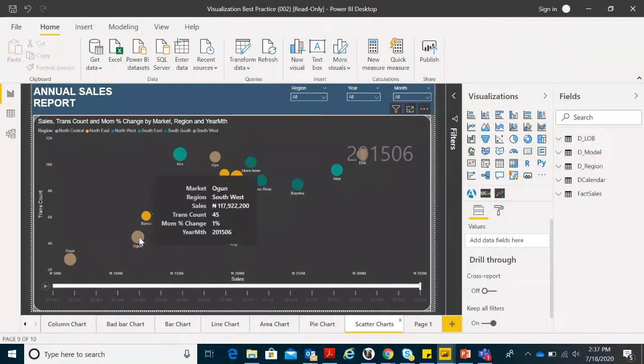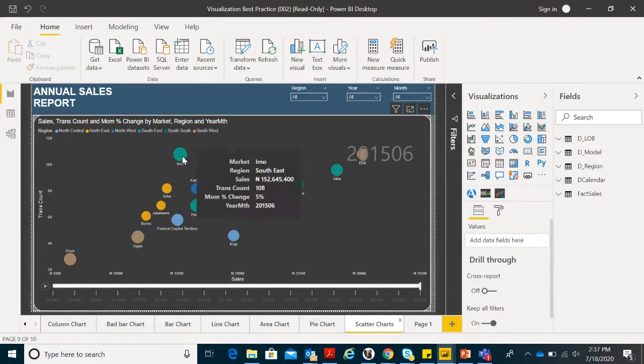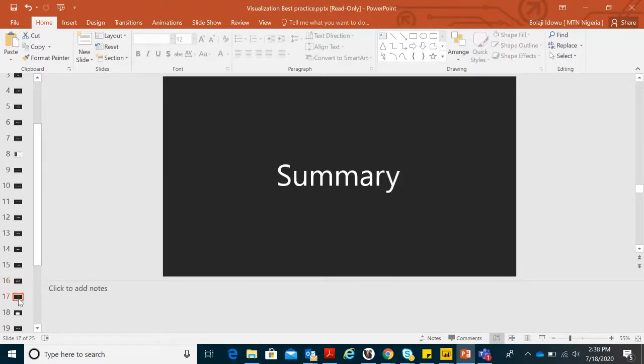Same thing will come up when you're looking at Ogun, and then you go across each by just pointing your cursor. You're able to see what is happening in each of these states using your scatter plot. So it helps you to present variables and then spot outliers and anomalies across your reports. In summary, there are some certain things we need to do.